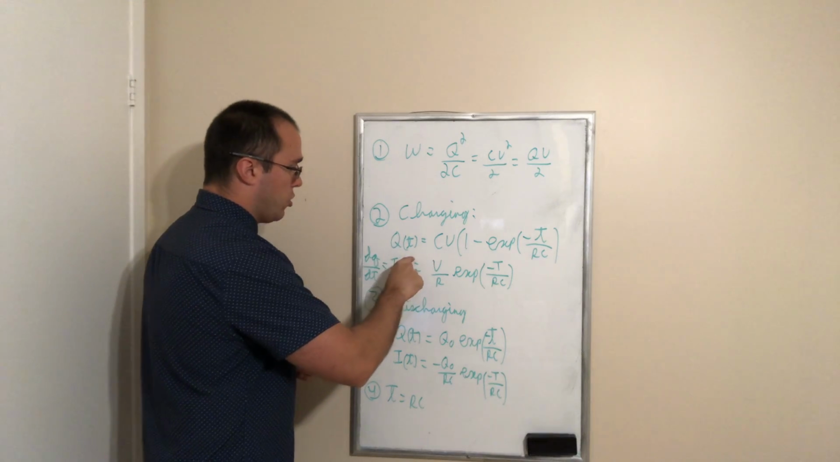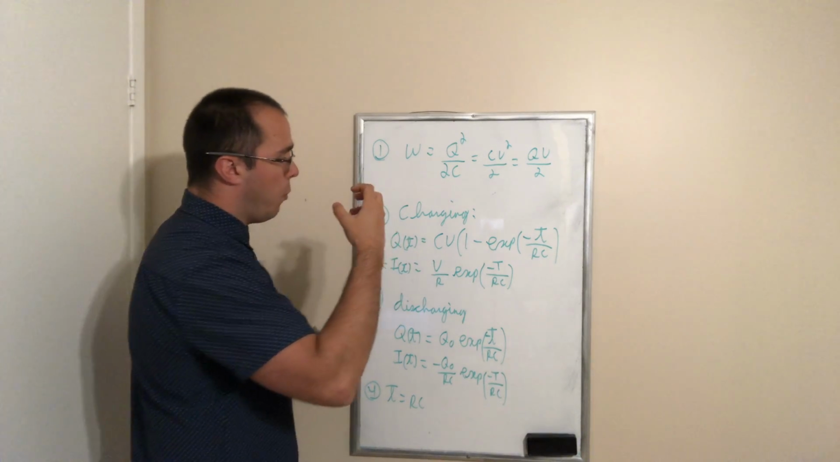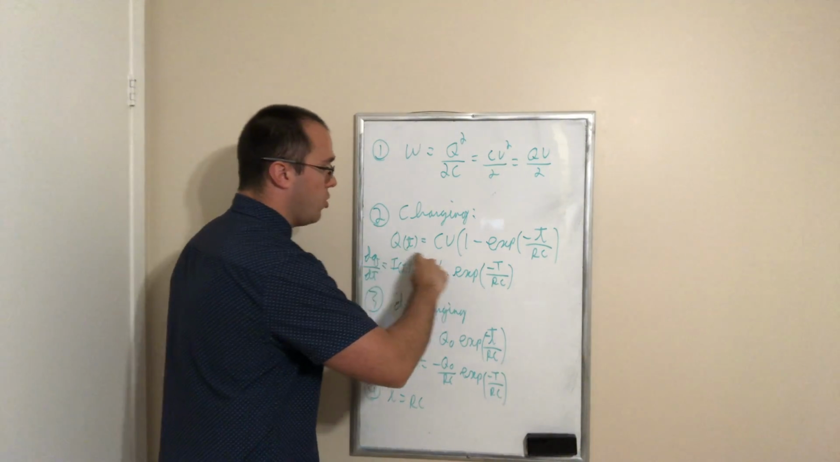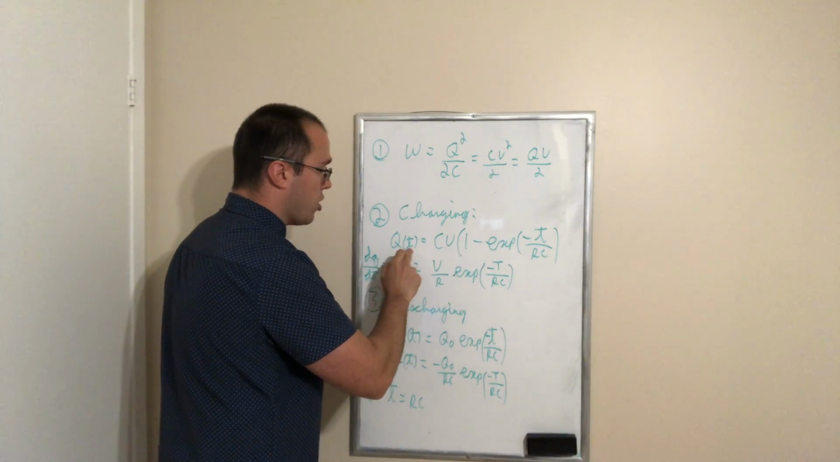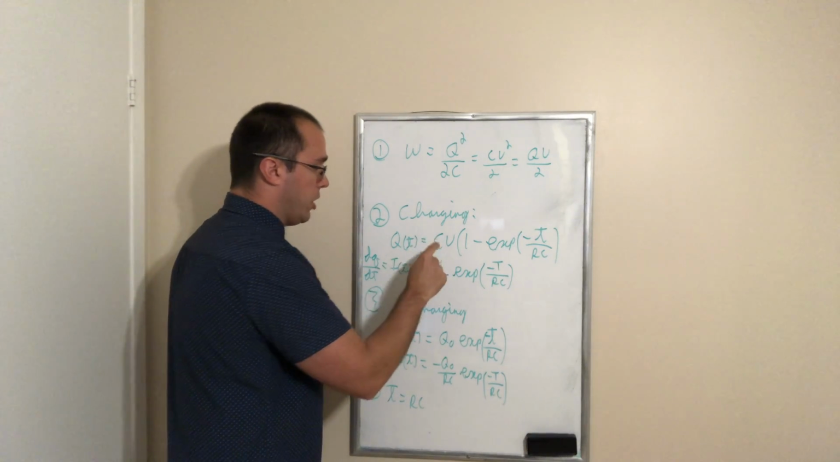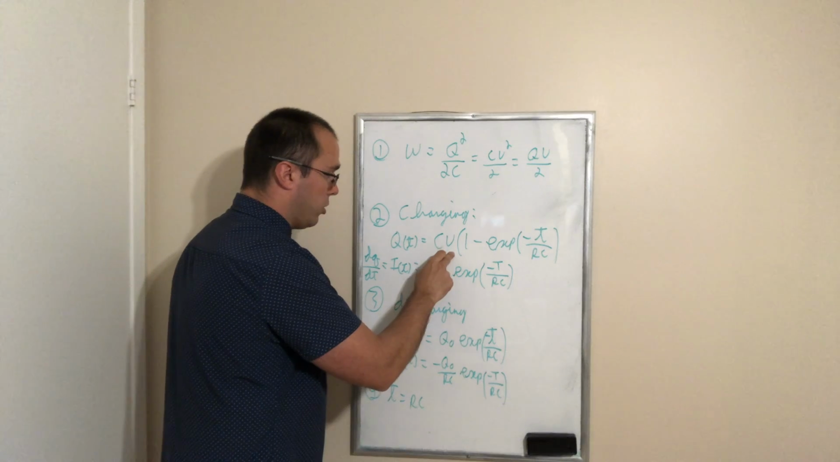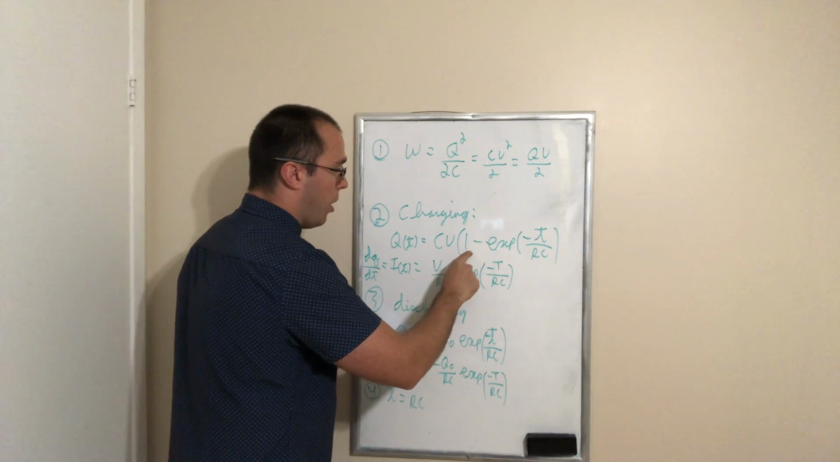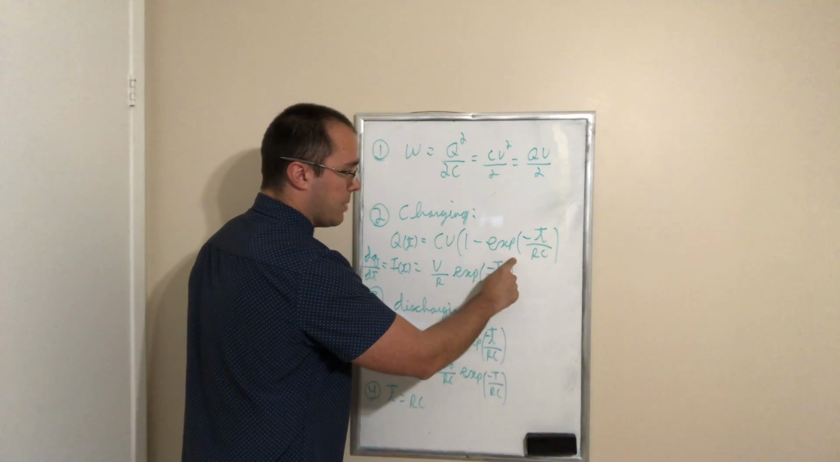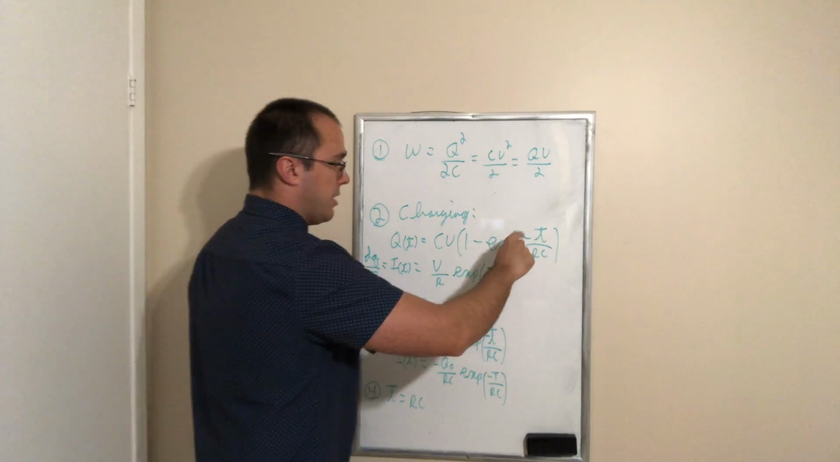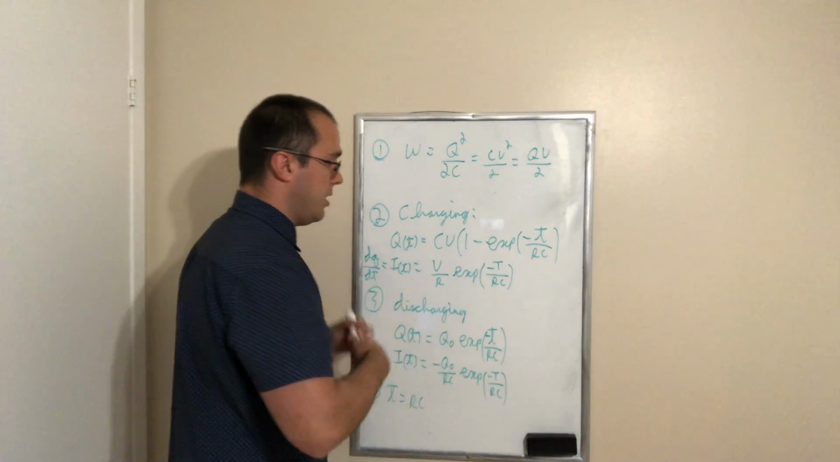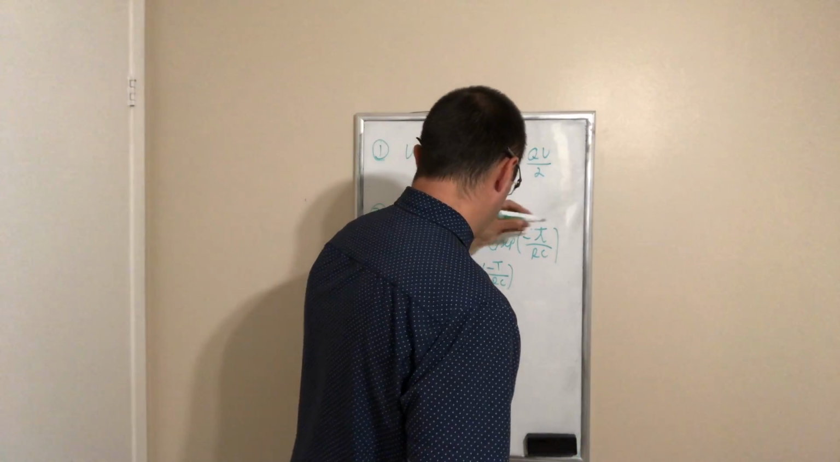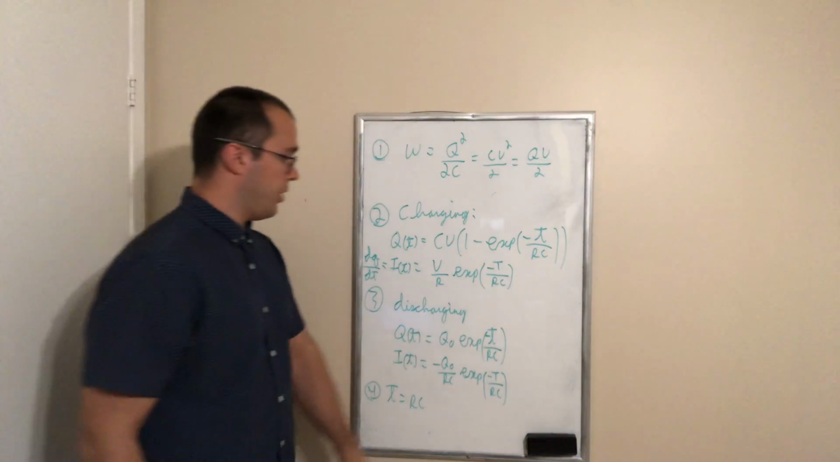And to know what is the charge on the capacitor, we can use this formula over here. So the charge as a function of time is equal to the capacitance multiplied by the voltage, open the parenthesis, 1 minus Euler's number, this is the exponential, open the parenthesis, minus t divided by RC. And actually, there's a parenthesis missing over here.